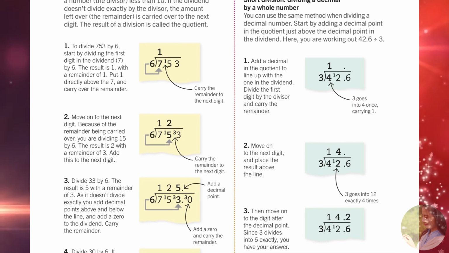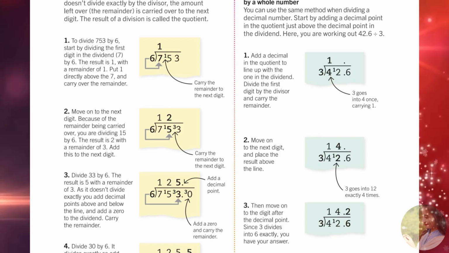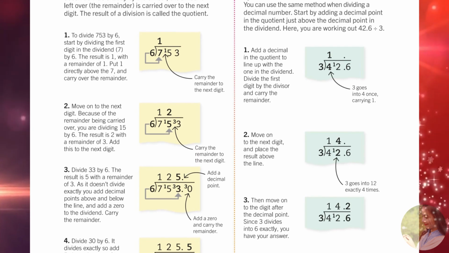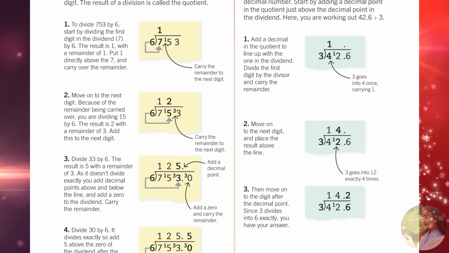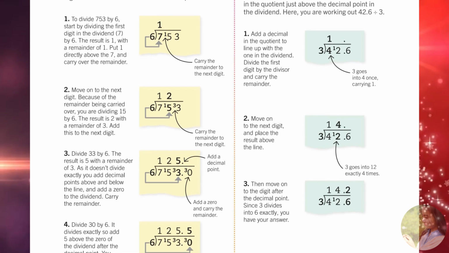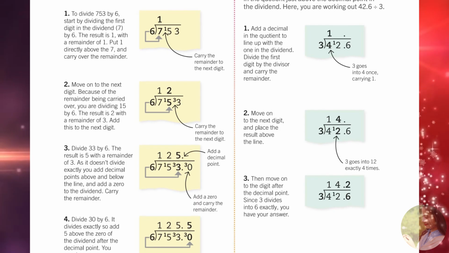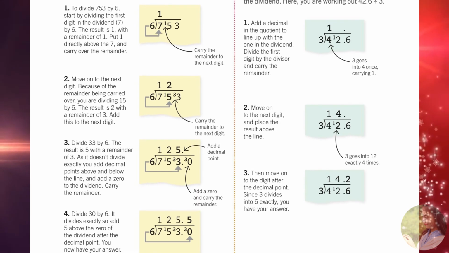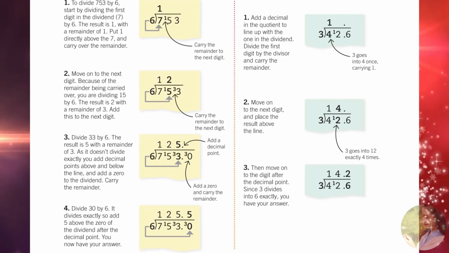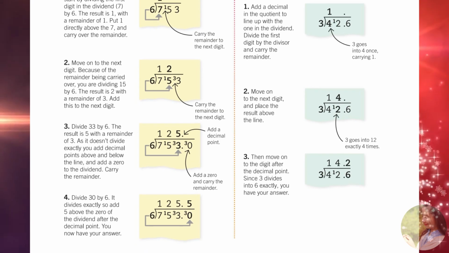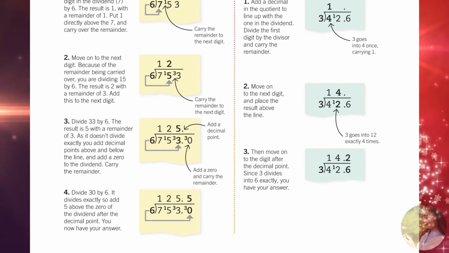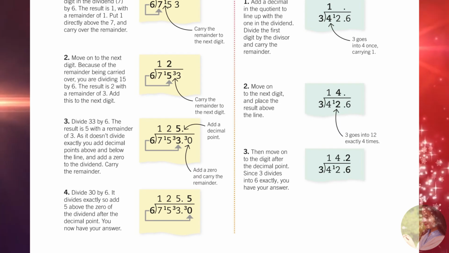1. Add a decimal point in the quotient to line up with the one in the dividend. Divide the first digit by the divisor and carry the remainder. 3 goes into 4 once, carrying 1. 2. Move on to the next digit and place the result above the line. 3 goes into 12 exactly 4 times. Then move on to the digit after the decimal point. Since 3 divides into 6 exactly, you have your answer.